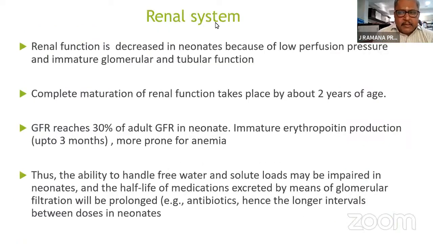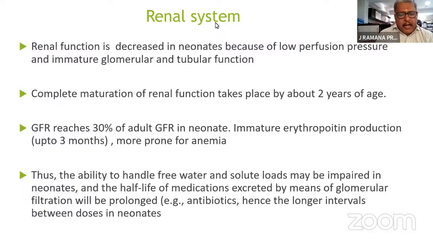Renal system. Renal function is decreased in neonates because of the low perfusion pressure and immature glomerular and tubular function. Complete maturation of the renal function takes place by about 2 years of age. Glomerular filtration rate reaches 30% of the adult in neonate. Immature erythropoietin production up to 3 months. So they are more prone to anemia.